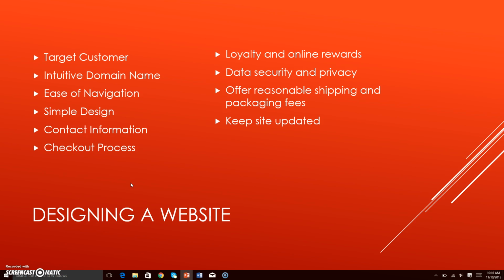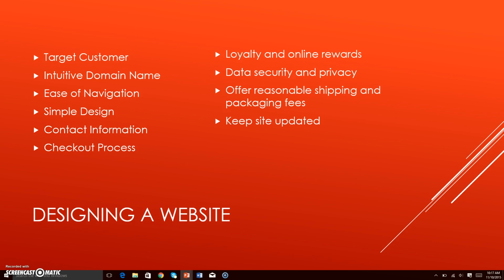So the first thing when you're designing a website, there's a bunch of different factors you want to consider. One of the main ones is what your target customer is and who you're going to be selling products to. You want to make sure you know who you're marketing to and how to design your website to best fulfill their needs. Some other things could include an intuitive domain name, ease of navigation, the design of the site, and just how simple the checkout process is as well.